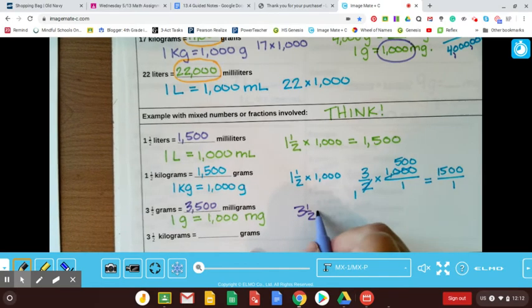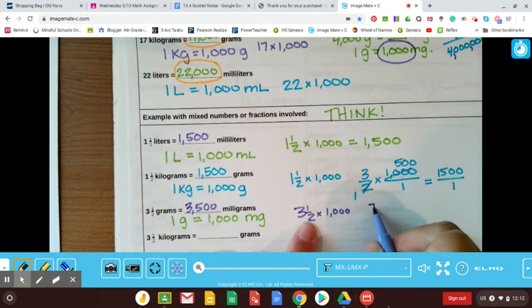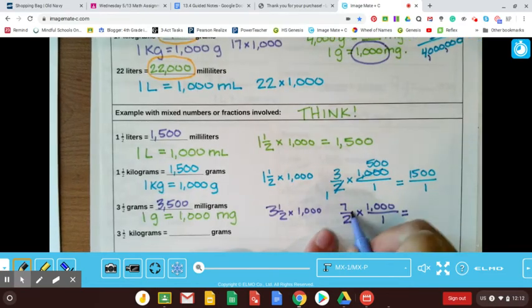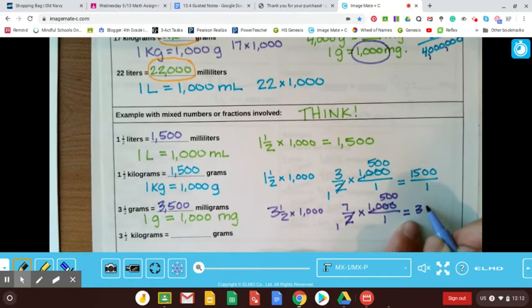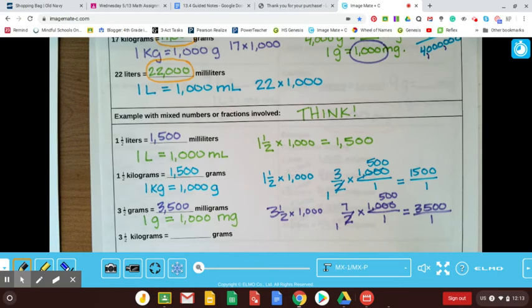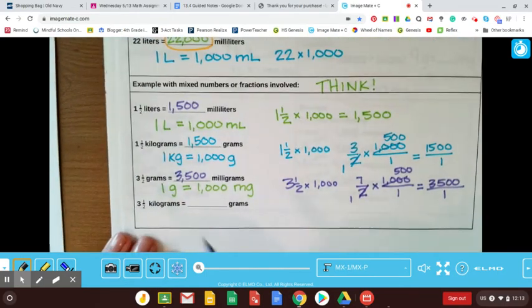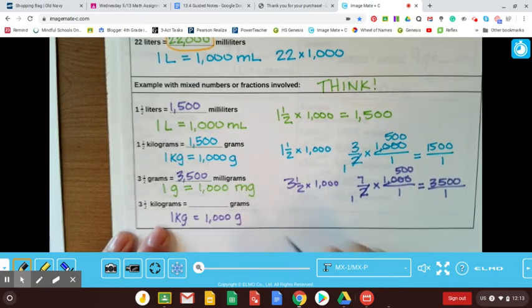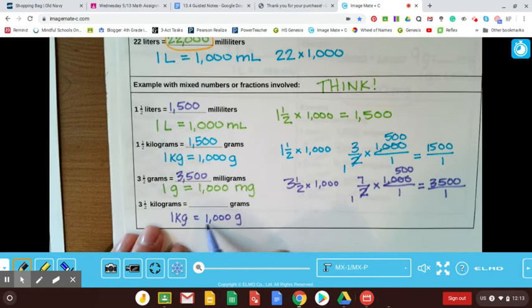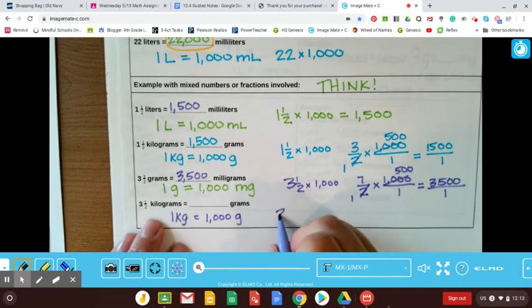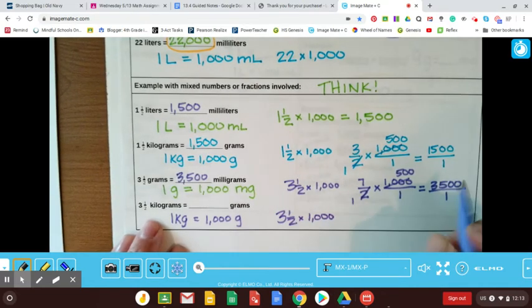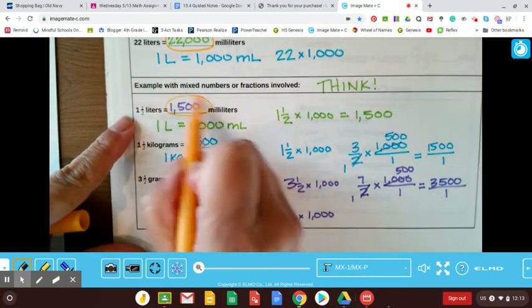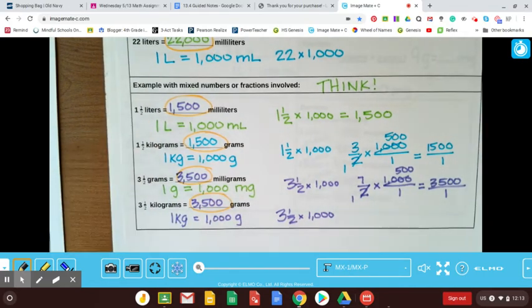I could do the math. I could do 3.5 times 1,000. I would get 7 over 2 times 1,000 over 1. I would cross cancel, and I would get the same answer. Okay, and finally, I have 3.5 kilograms equals how many grams? 1 kilogram equals 1,000 grams. So you're going to notice it's the same exact answer as the one up above, just different units, right? 3.5 times 1,000, and we already know what our answer is going to be, 3,500.